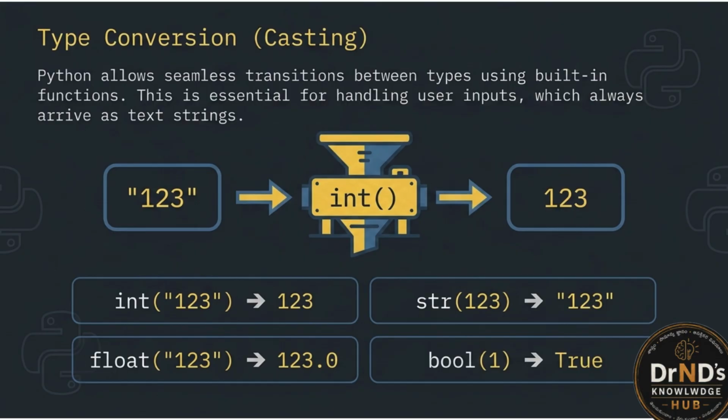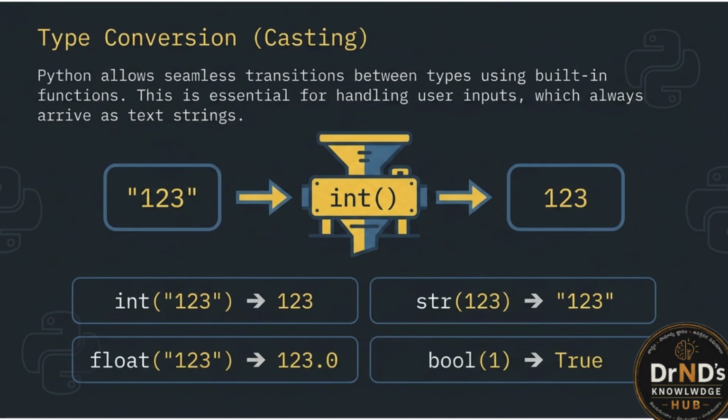Imagine a user enters the number 123. Although it looks like a number, Python may treat it as text if it is enclosed within quotation marks. For example, inside quotation marks 123, this is a string, not an integer. If we want to perform a mathematical calculation with this value, we must first convert it into a numeric data type.